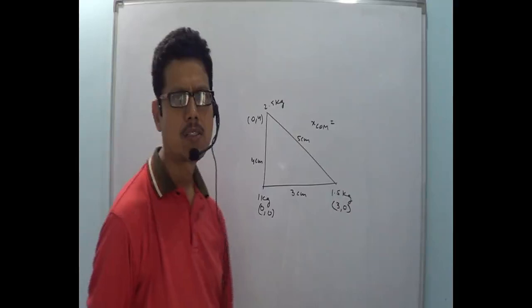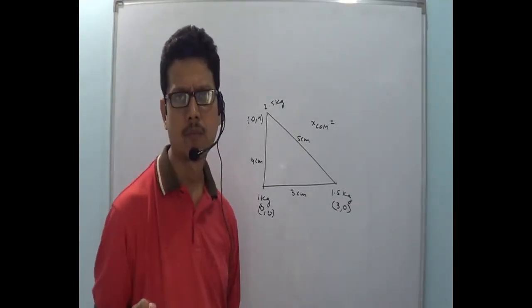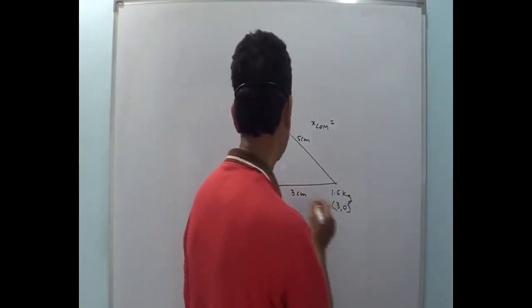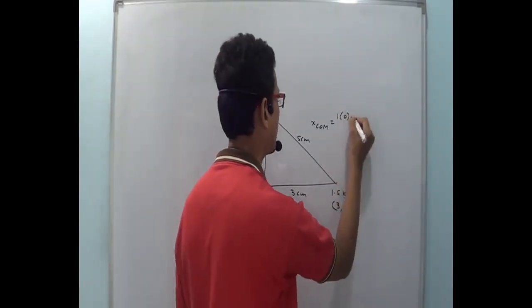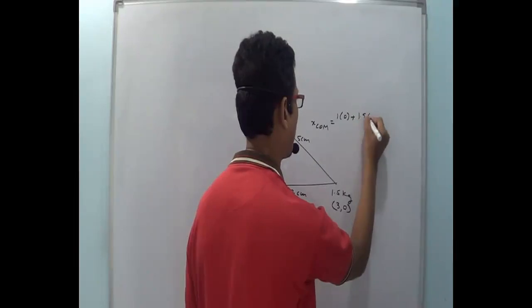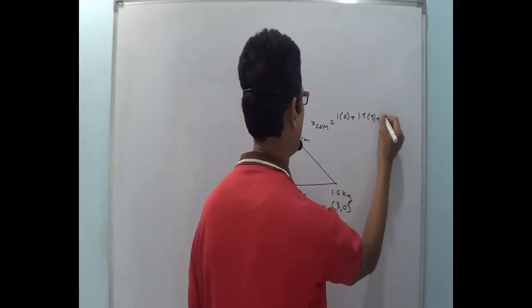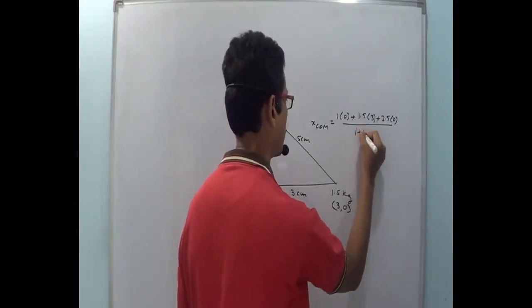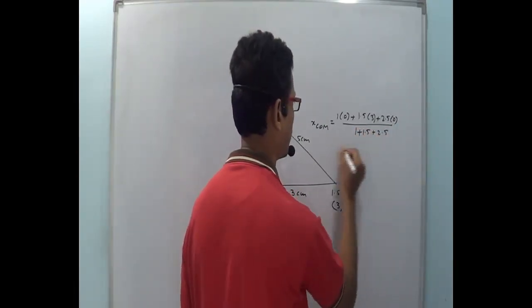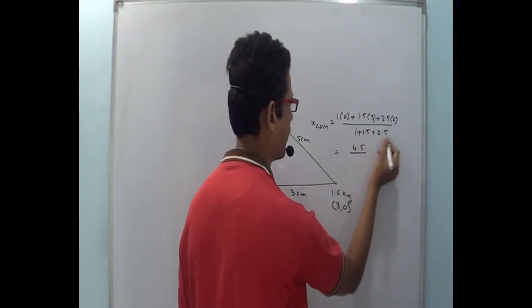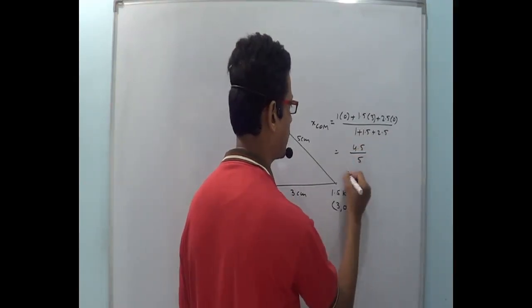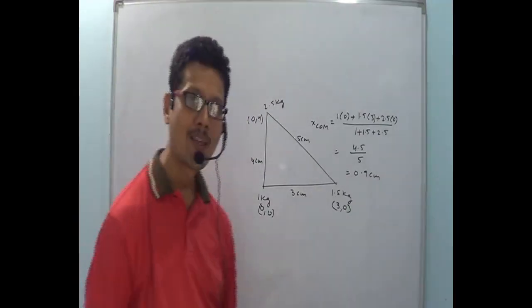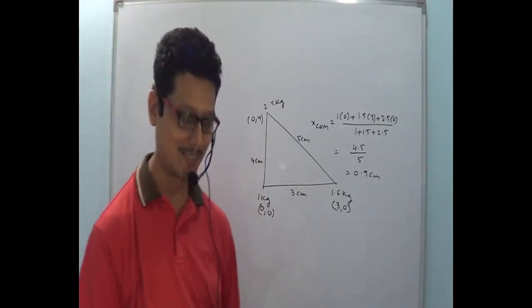x center of mass सभी ऑप्शंस में डिफरेंट दिया, so एक x center of mass पता करने से काफी है ना. Okay, so 1 into 0 plus 1.5 into 3 plus 2.5 into 0 divided by 1 plus 1.5 plus 2.5. This is 4.5 divided by 5. This is 0.9. So that option is there, C option. Okay, very good. Next.